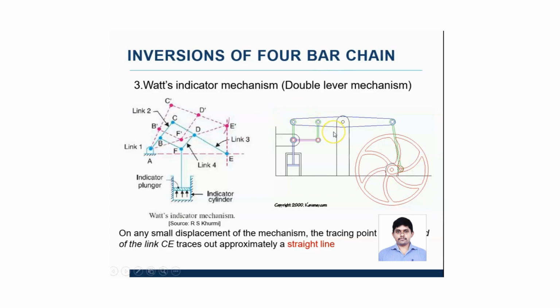This is the double lever mechanism, which means double lever. Why is it called double lever? Here we already have one lever, which produces the oscillatory motion. There is one more lever, which resists the oscillatory motion. That is why it is called the double lever mechanism.